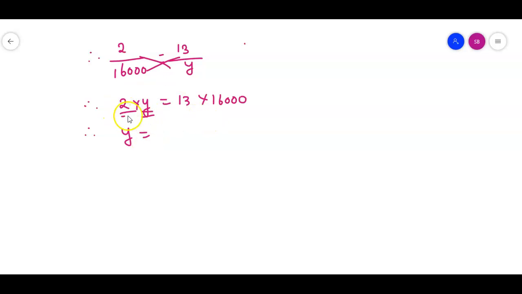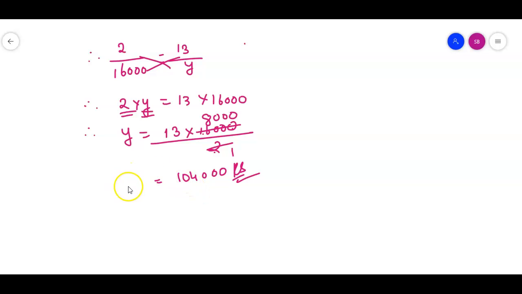Now 2 is multiplied over here. So what we are going to do? We are going to divide it on the other side. That is 13 into 16,000 upon 2. Now you can see in the table of 2, 16 comes 8 times. So 2 ones are 2, 2 8s are 16, and the 3 zeros are there, so we will keep them as they are. Okay. So 13 into 8,000, and then if we multiply 13 into 8, 13 into 8 is 104, 13 8s are 104, and these 3 zeros are there, so we will add them as they are.